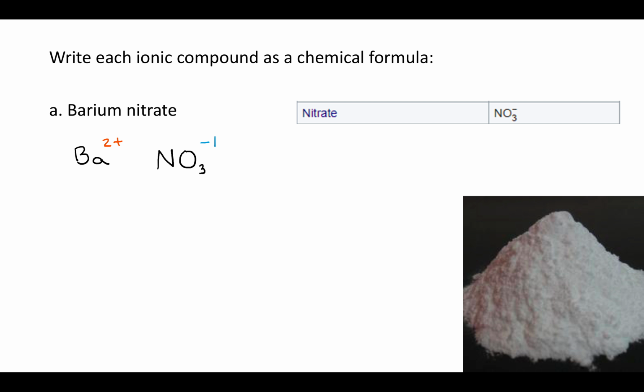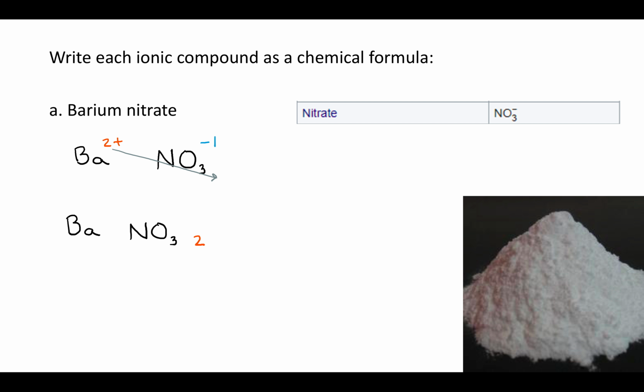Now that we have the ions separately, we want to combine them, and so to do that, you crisscross the charges. So the 1 that's at the top of nitrate is going to go at the bottom of barium, and because it's a 1, you don't write it in. Just by writing the Ba, you know you have one of them. The 2 that's at the top right of barium is going to go on the bottom right of nitrate, the whole thing. So we want 2 nitrate ions.